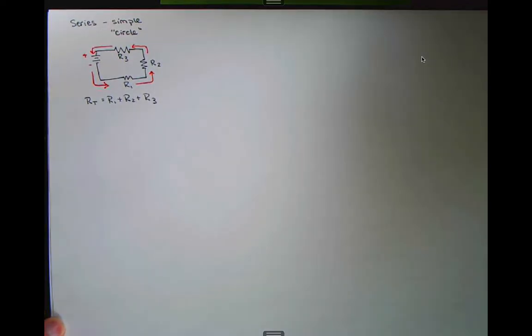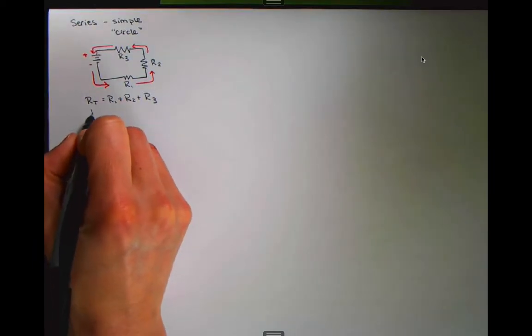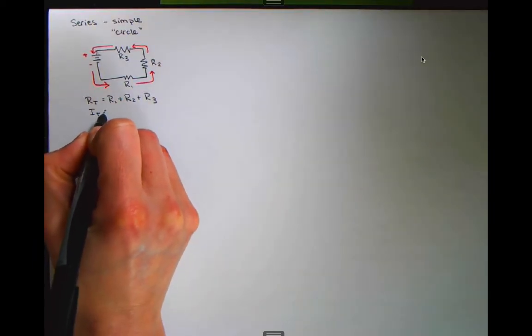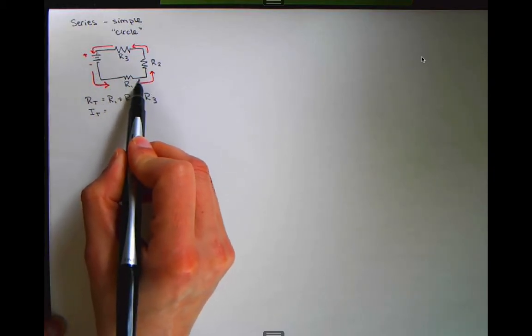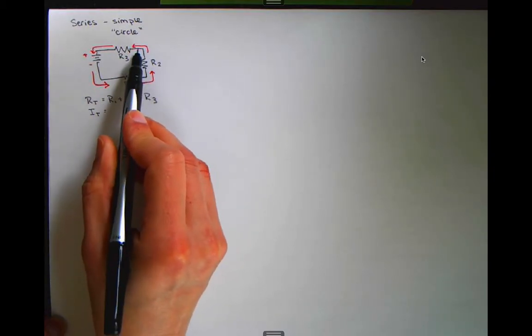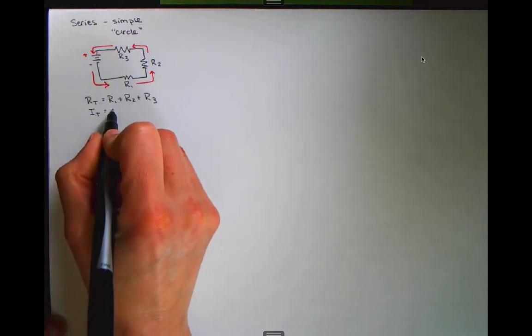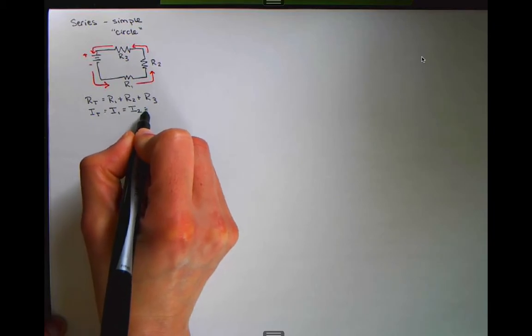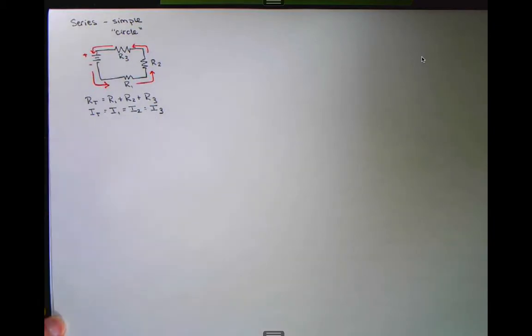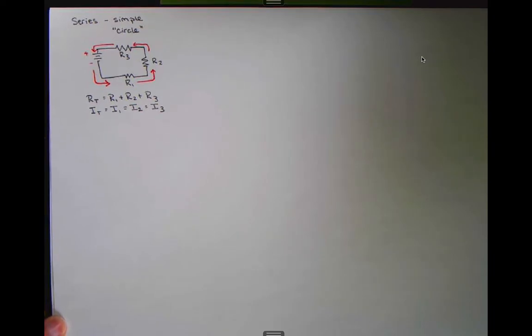The other thing we have to consider is the amount of current that's traveling through here. The total amount of current that travels through here is going to be the same as the total amount of current that goes through R1, and the same that goes through R2, and the same that goes through R3. So the current through 1 will equal the current through 2 will equal the current through 3. And the reason for that is there's no other path for those electrons to follow. So they have to stay in the same line. They have to all go through each resistor.